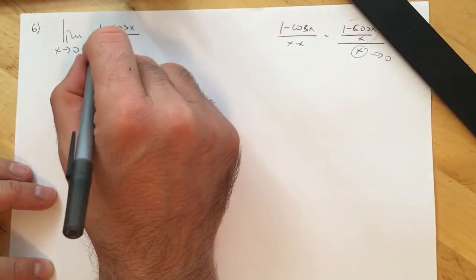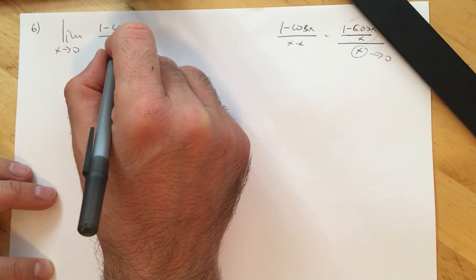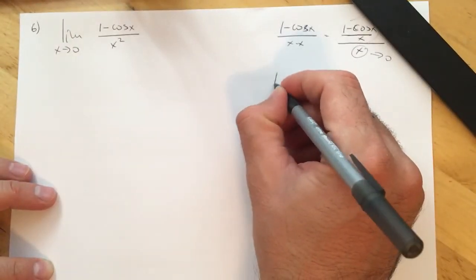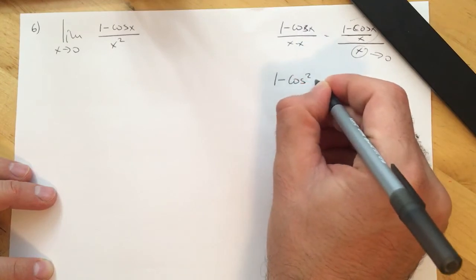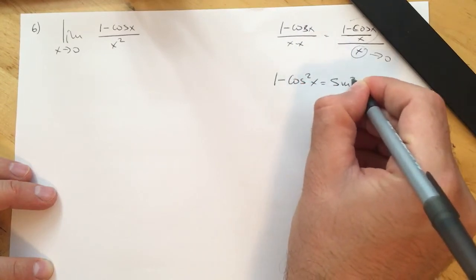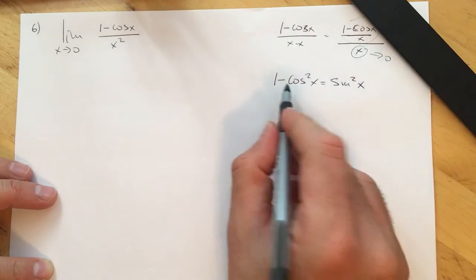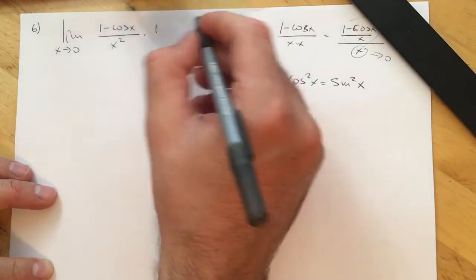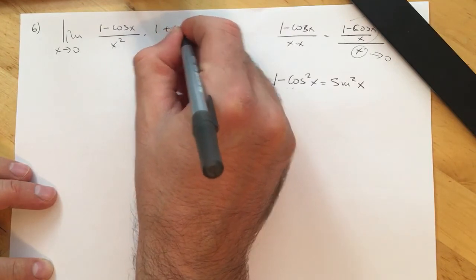So how am I going to get from 1 minus cosine x to some expression involving sine of x? Well, again, I'm going to remind you that 1 minus cosine squared of x is sine squared of x. And in order to get to this expression, I'm going to multiply the numerator by its conjugate.